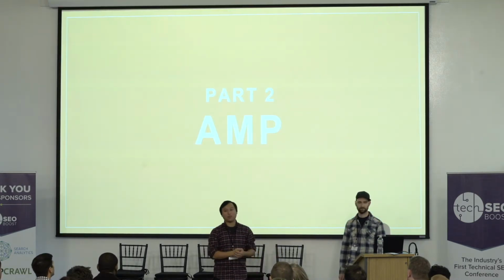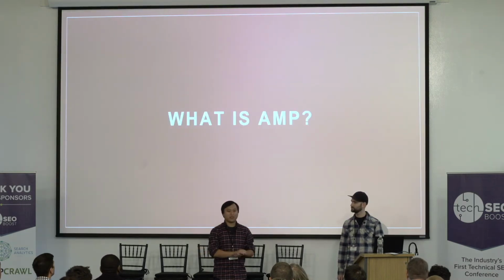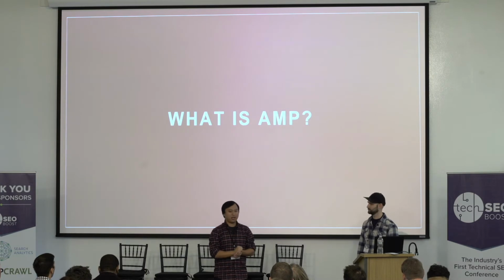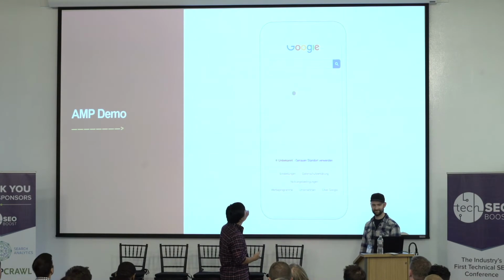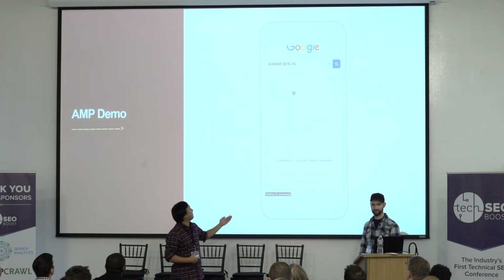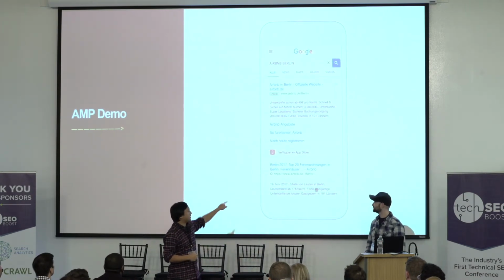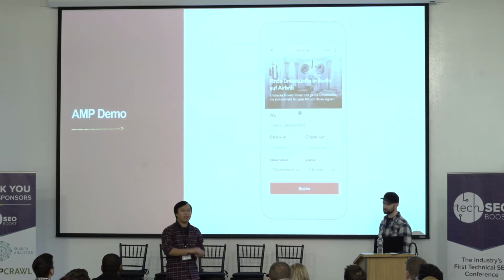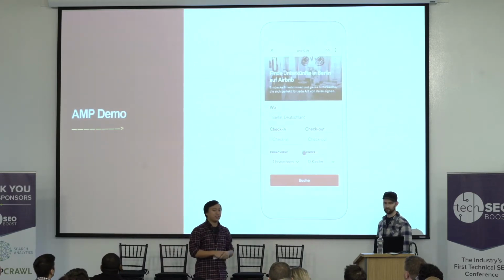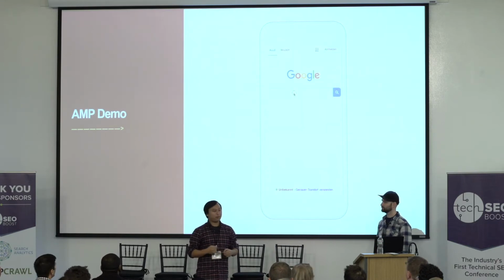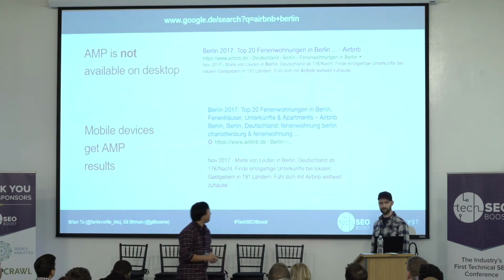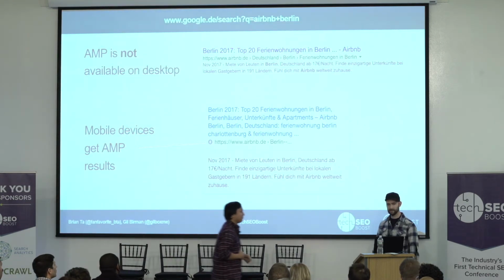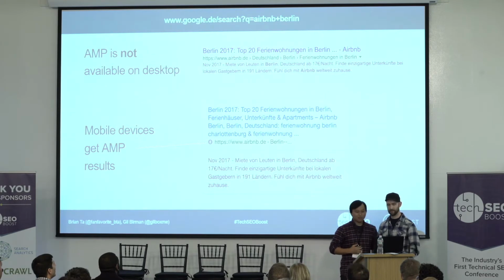And let's get to the actual meat of our presentation, AMP. AMP, as many of you know, stands for Accelerated Mobile Pages. So we have to ask ourselves, what is AMP? Gil, can you please show us what AMP is? If you Google Airbnb Berlin and scroll a little bit down, you see this cool Thunderbolt icon. You click on it and it loads instantly. AMP is a way for you to design your pages to provide a very fast, very performant experience and load almost instantaneously. AMP is not available on desktop. It's only available on mobile devices.